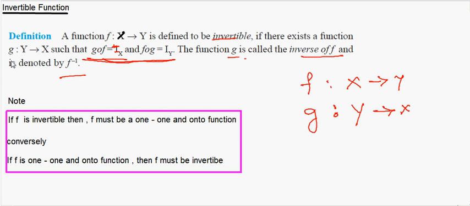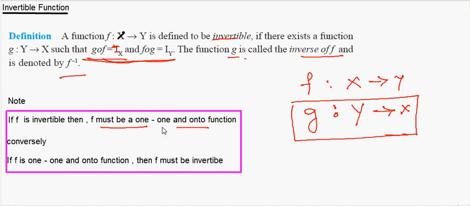So then only it is said that g, that is the function from y to x, the inverse function, is existing. So this is how you need to check whether it is invertible. The condition it has to meet is, if f is invertible, then f must be a one-to-one and onto function. I think you all know what is one-to-one and onto function. So if it is an invertible function, then it will be a one-to-one and onto function. Or conversely, if f is one-to-one and onto function, then f must be invertible.